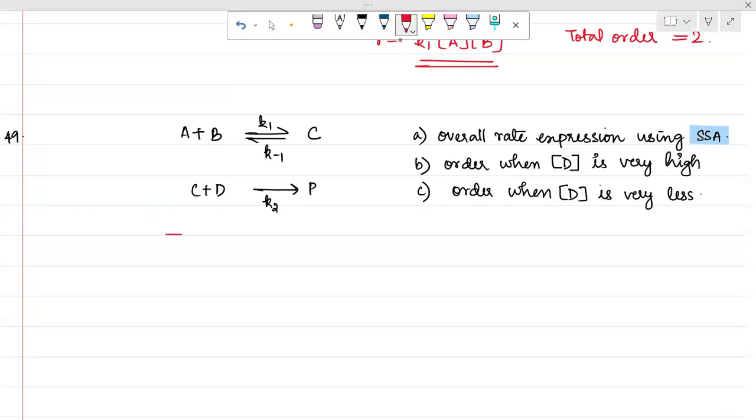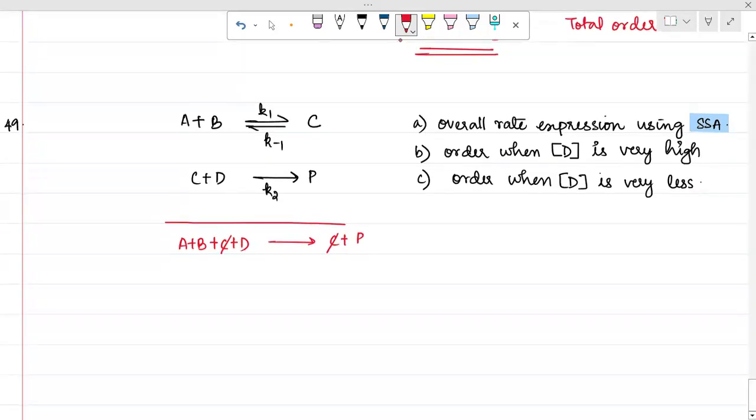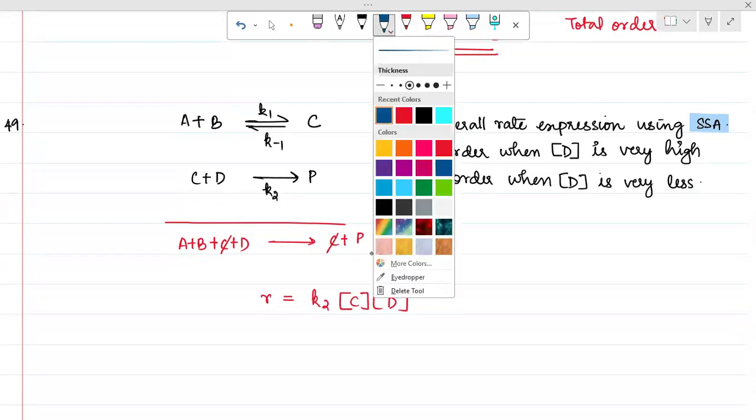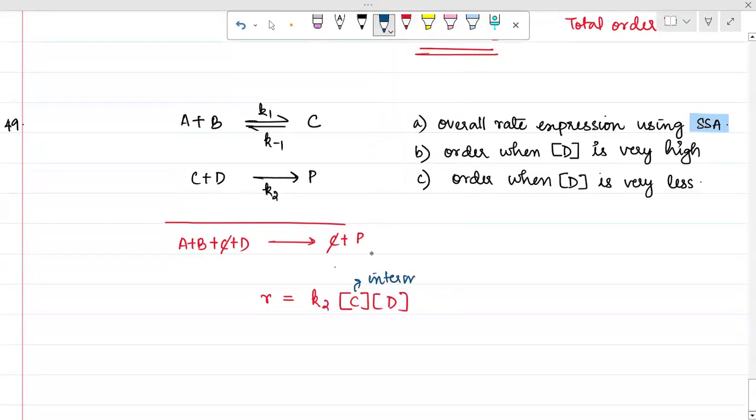So when I take the overall reaction, A plus B plus C plus D on the left gives C plus P. So C gets cancelled. A, B, D and P are stable. C is not there in the final expression. So C is the intermediate. This is how you identify. Now that you have identified, what is the rate expression? Rate expression is equal to K2 into concentration of C into concentration of D. But as C is the intermediate, we'll need to remove this by SSA because it's already given that we have to remove it by SSA.